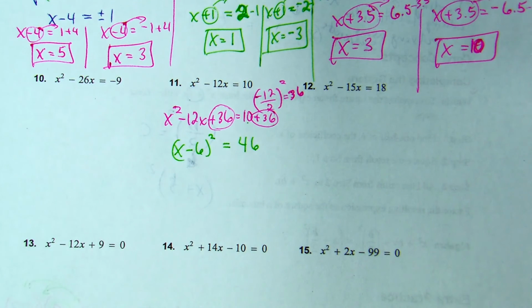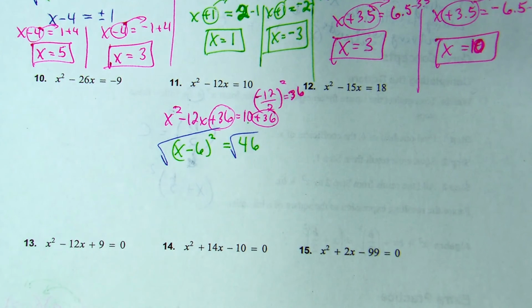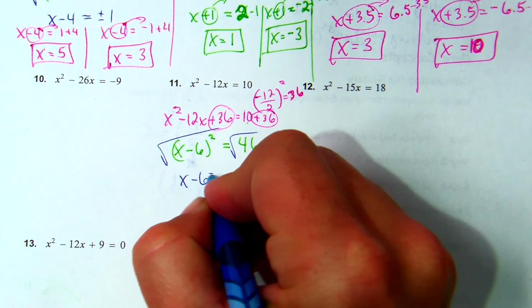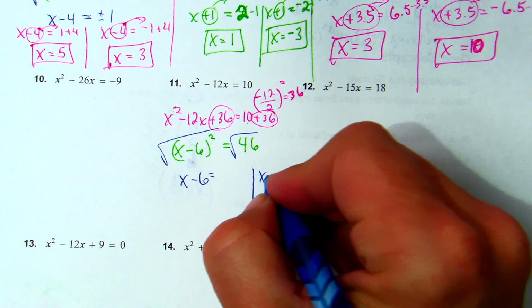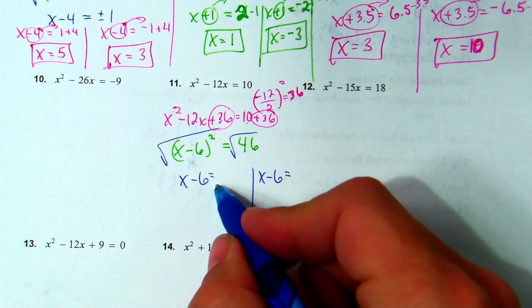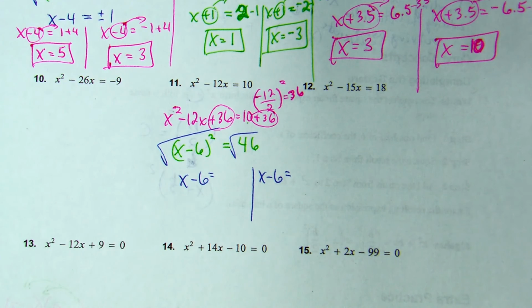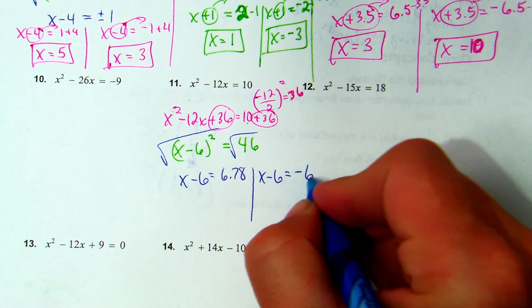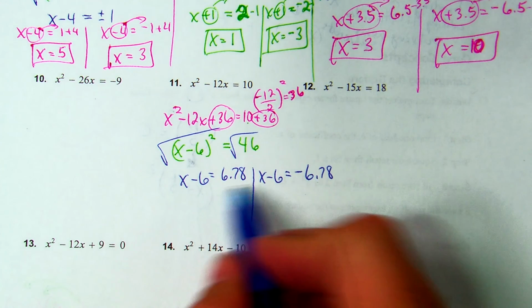And now I can solve by square rooting both sides. So I'm going to take x minus 6. It's going to equal, and we'll do this again, we're going to have a positive and negative version. So x minus 6 is going to equal the positive version, and the negative version or option for square root of 46. So square root of 46, when you round it, ends up being 6.78. And this one will just be negative 6.78. And we'll solve both of these sides here.